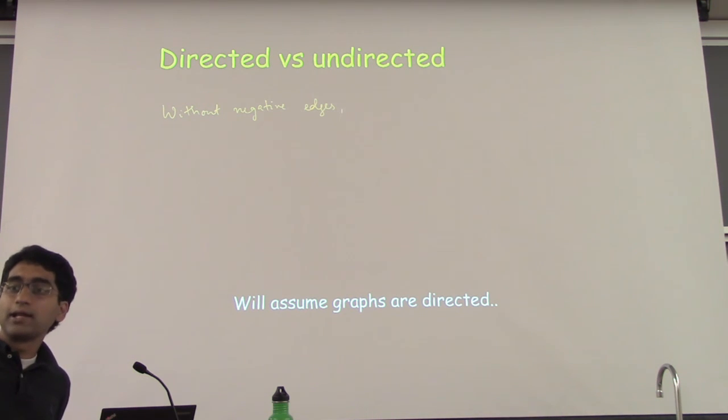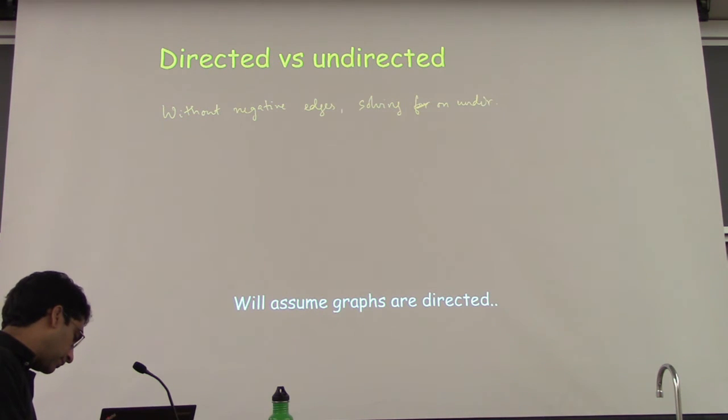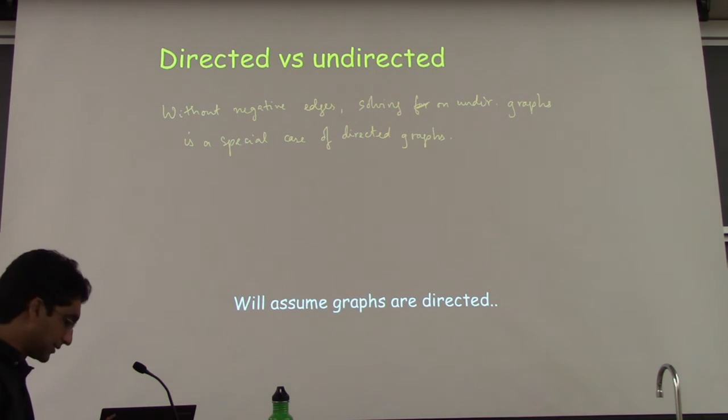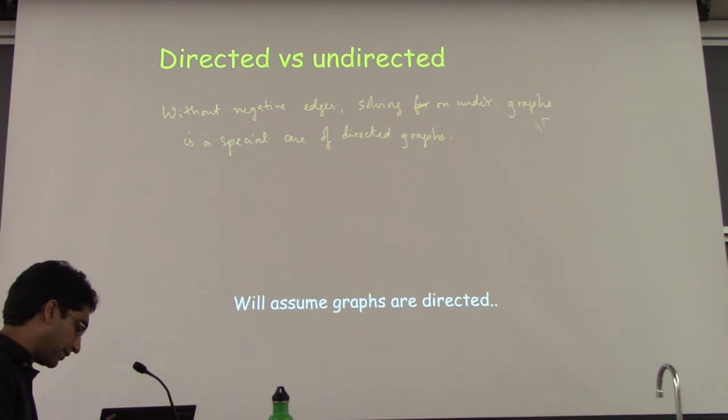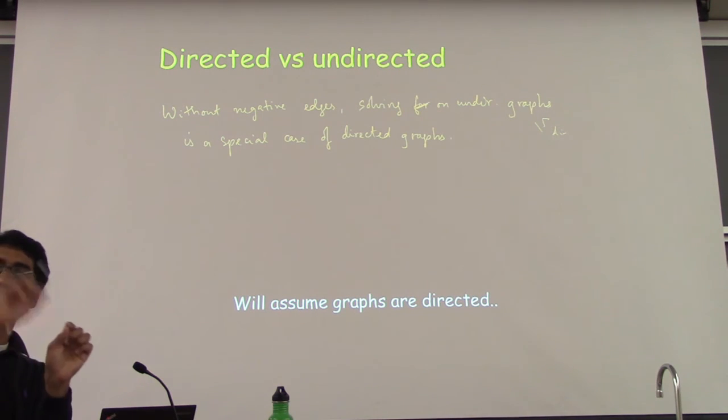If you had a graph without any negative edges, then solving on undirected graphs is a special case of directed graphs. So now that you've all seen reductions, it's like undirected graphs are less than directed graphs. If you can solve it on directed graphs, you can solve it on undirected graphs. And the reason is just you can replace any edge with two edges.